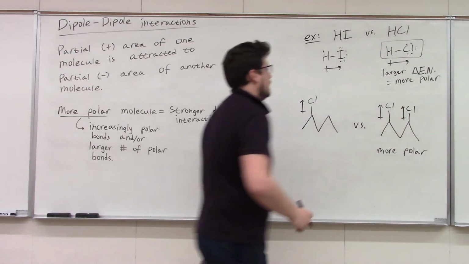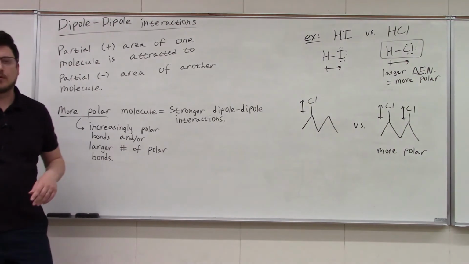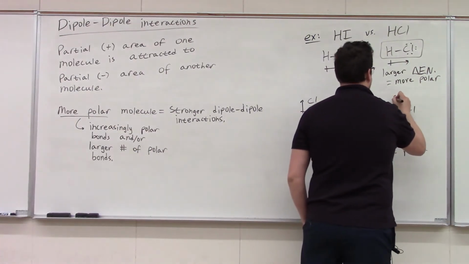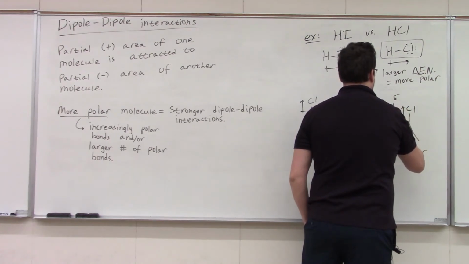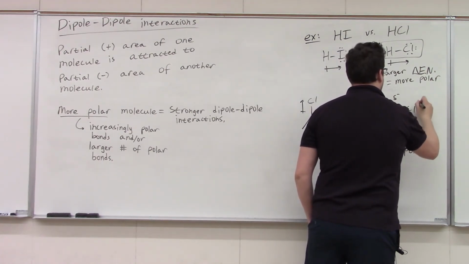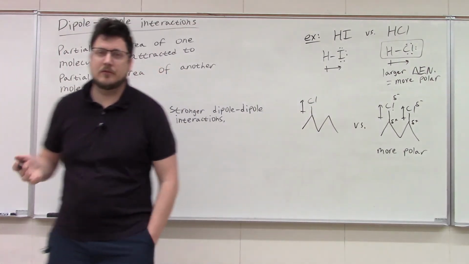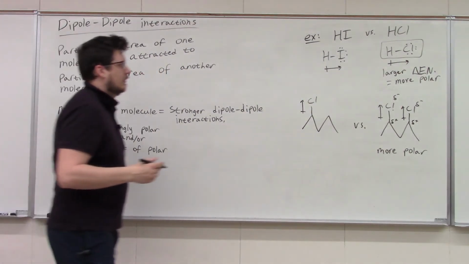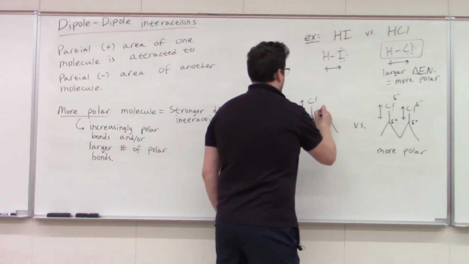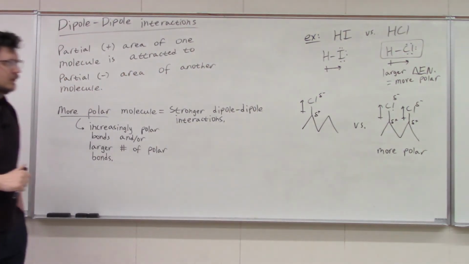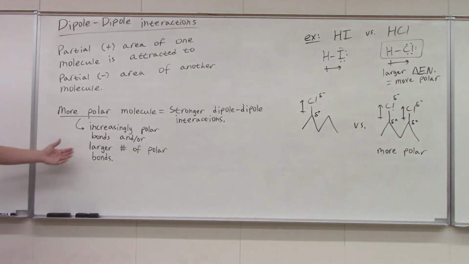And so it has stronger dipole-dipole interactions. Because we have an area that's partially positive and an area that's partially negative, but it's going to occur in 2 places. So it's twice the opportunity for dipoles to interact with neighboring dipoles. Whereas this one only has 1 area of partial positive and 1 area of partial negative. So we have more opportunities. So that's what we're talking about when we say more polar.